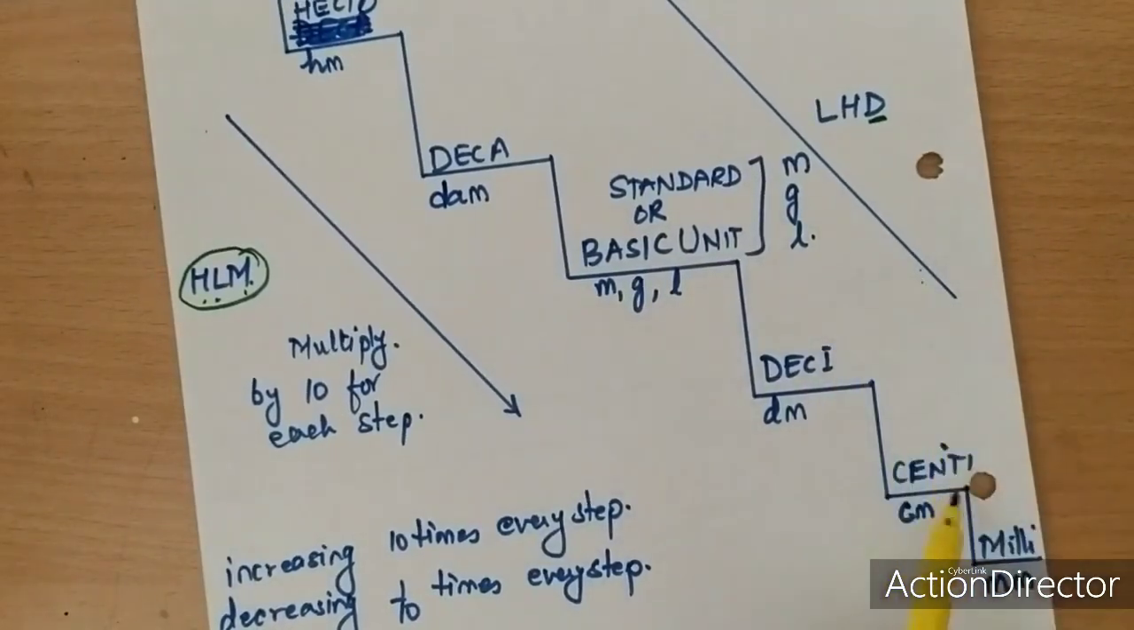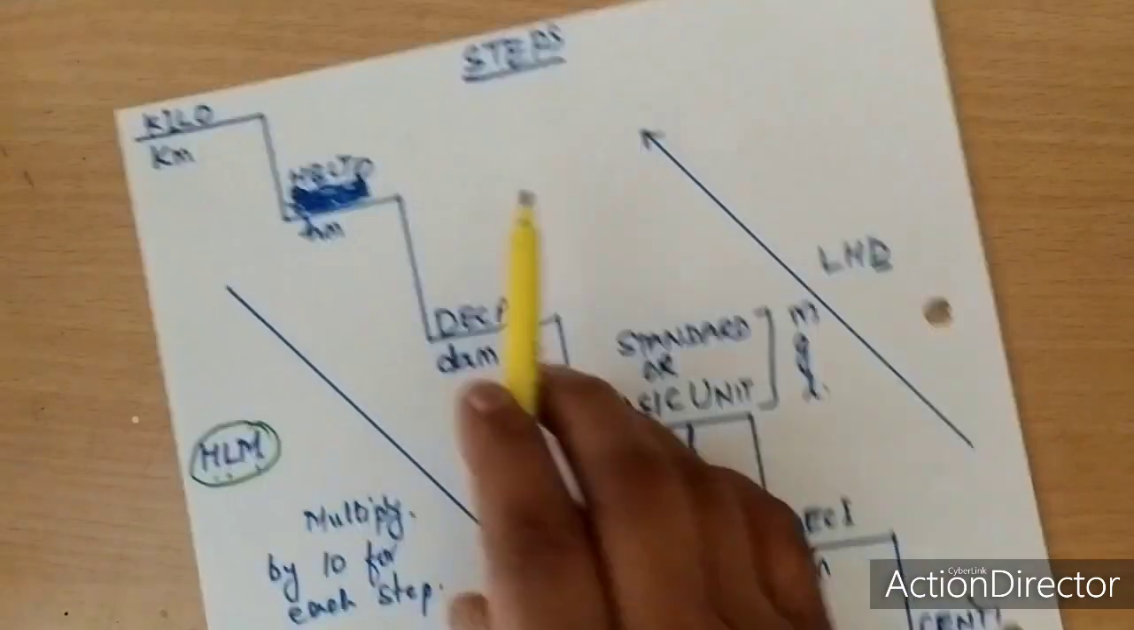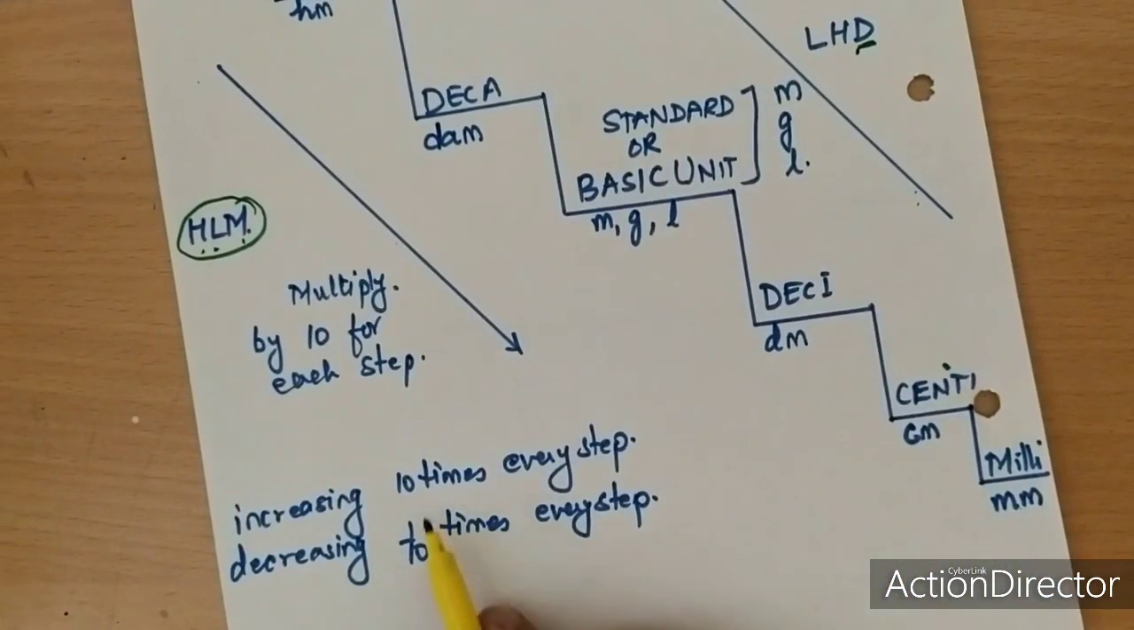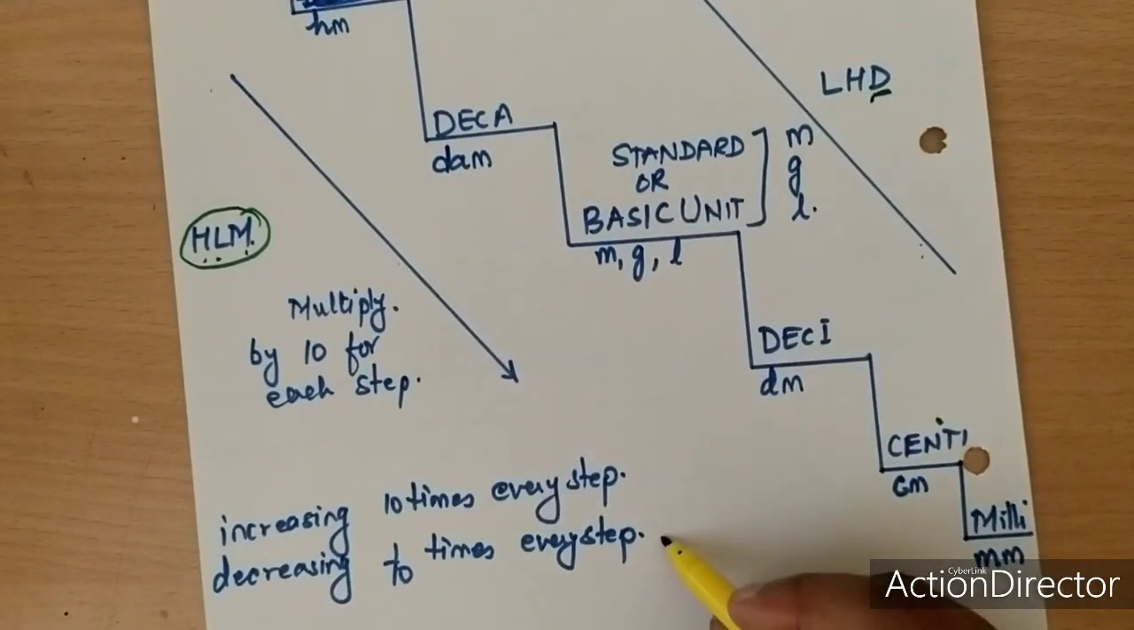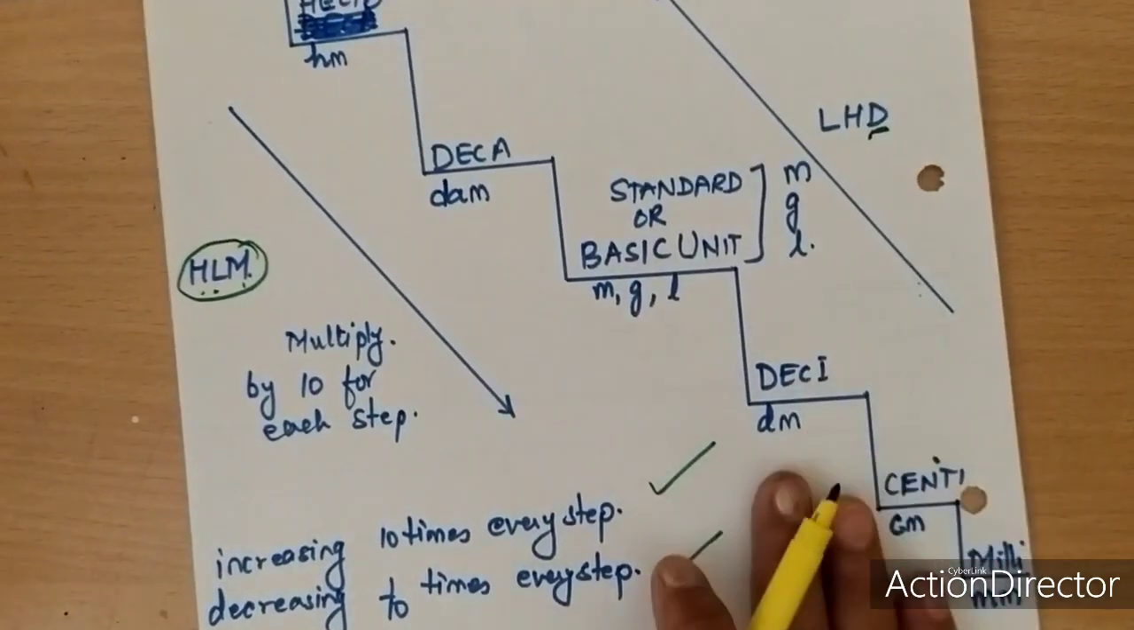So when you are going to convert from smaller to higher, that means lower to higher, you have to divide. Okay, and when you divide, it decreases 1 by 10 times. I have already written here. You have to keep it in your mind. Remember, this is the most important part.